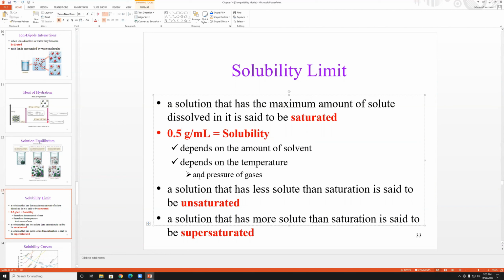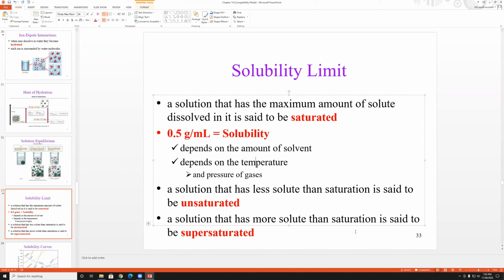It depends on three things. The amount that can be physically dissolved depends on the amount of solvent, obviously. If you have 2 milliliters, you can dissolve twice as much. The temperature: usually, temperature increases the solubility of a salt. And the pressure of gases, if you have gases. If you decrease the pressure, it decreases solubility. Increase the pressure, it increases solubility, because it physically forces them together more.